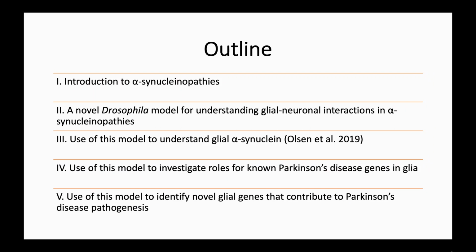First, studying alpha-synuclein itself in glia. Second, moving beyond alpha-synuclein and looking at the role of other known Parkinson's disease genes in glia. And then finally, at the end, in a bit of a teaser, I'll show you some unpublished data about how we can use this model to identify novel glial genes that contribute to Parkinson's disease pathogenesis.